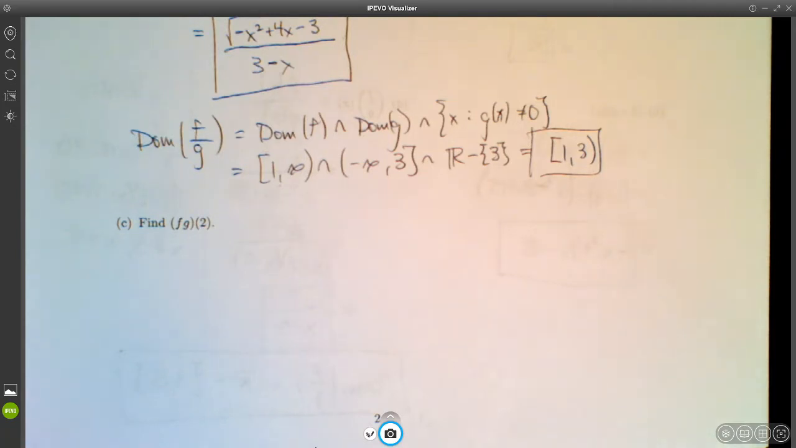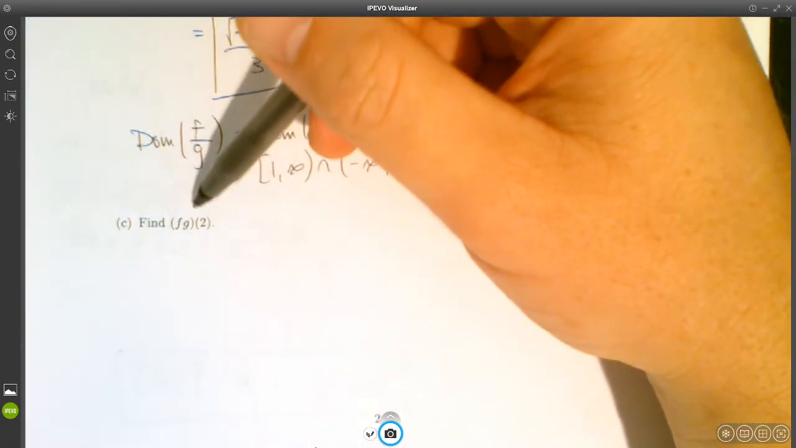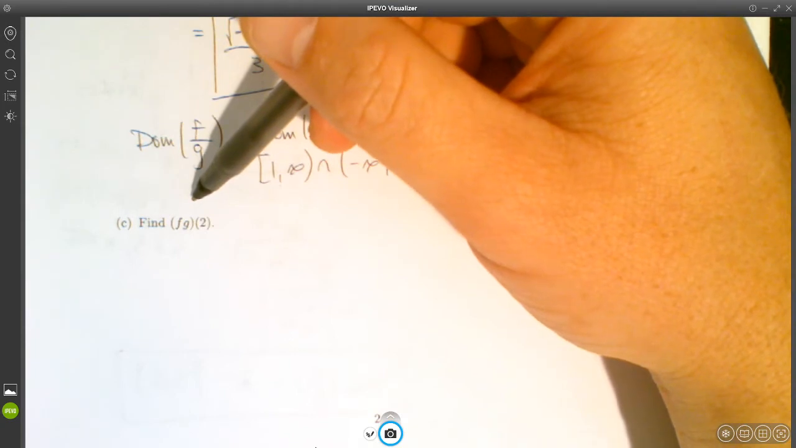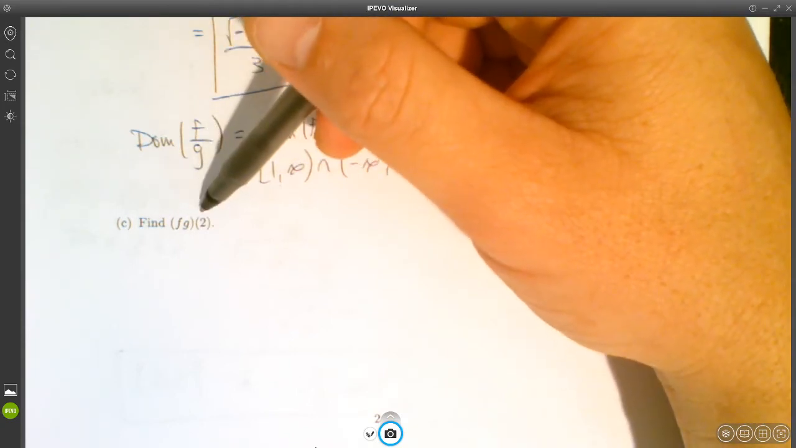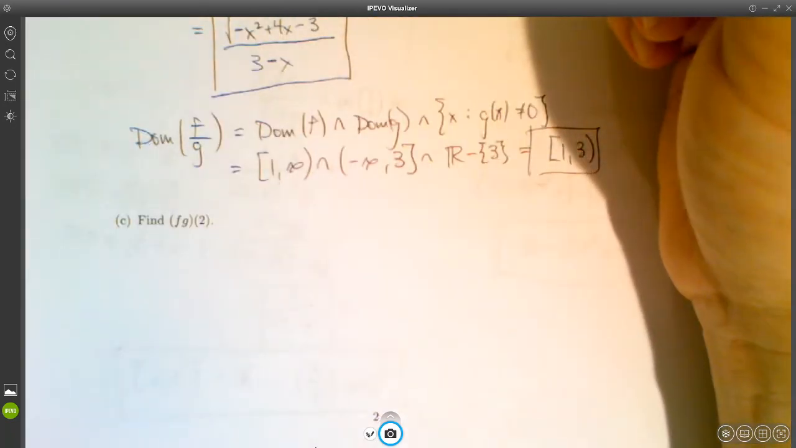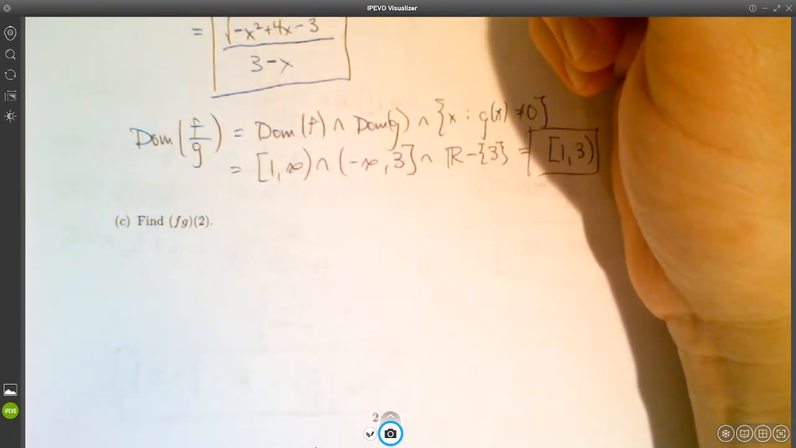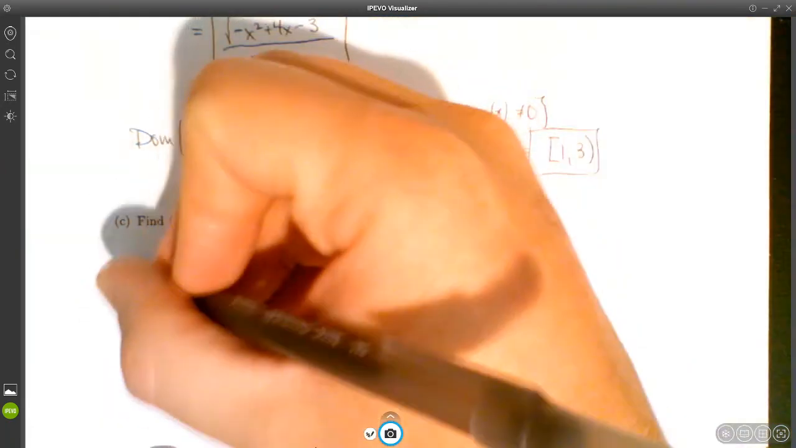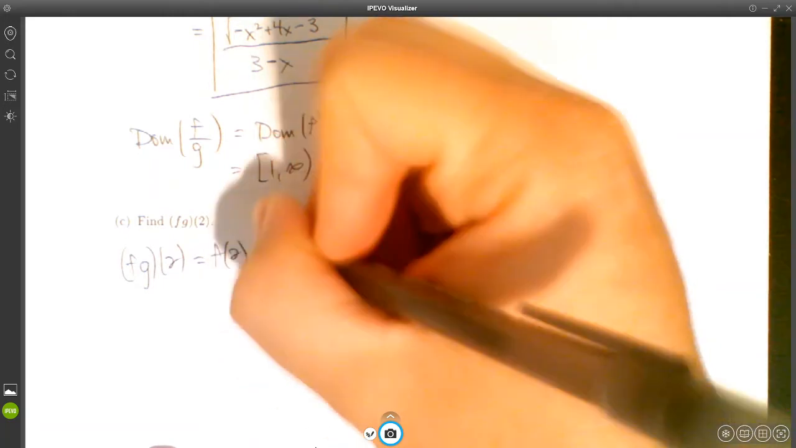There are two ways that you could go about this. One thing that you could do is you could find f of g of x and then plug in 2. Or you could just use the fact that f times g of 2 is going to be f of 2 times g of 2. Either way, you'll get the same answer. I think the second way is probably a little bit quicker, so that's what I'll do. So I'm going to say f times g of 2 is going to be f of 2 times g of 2.